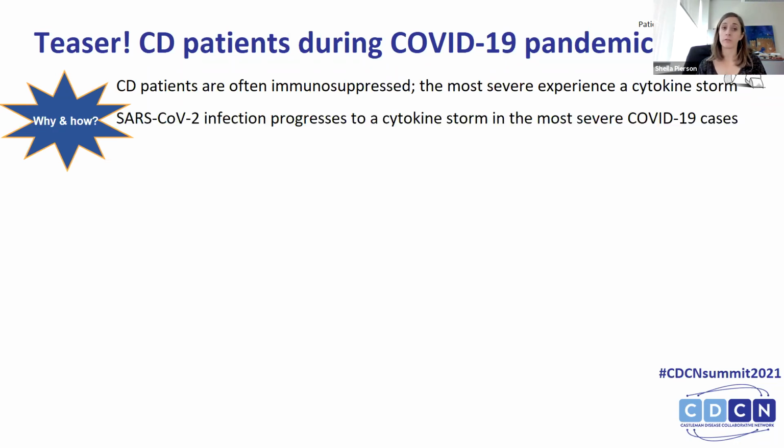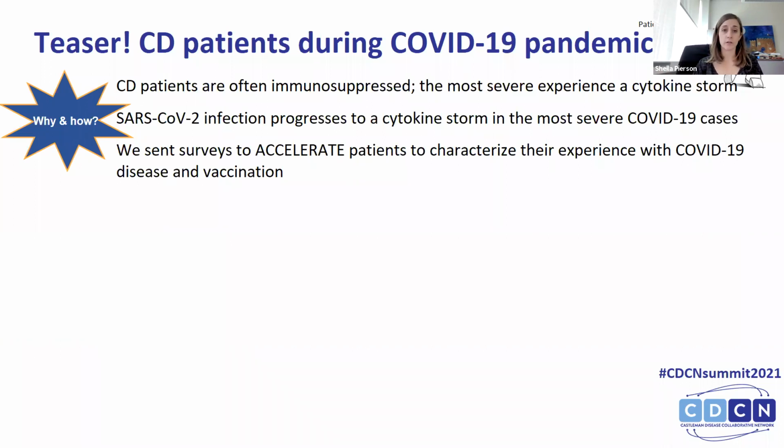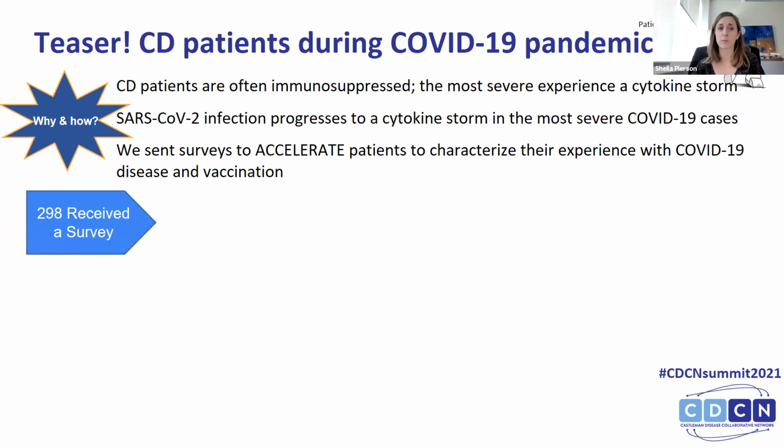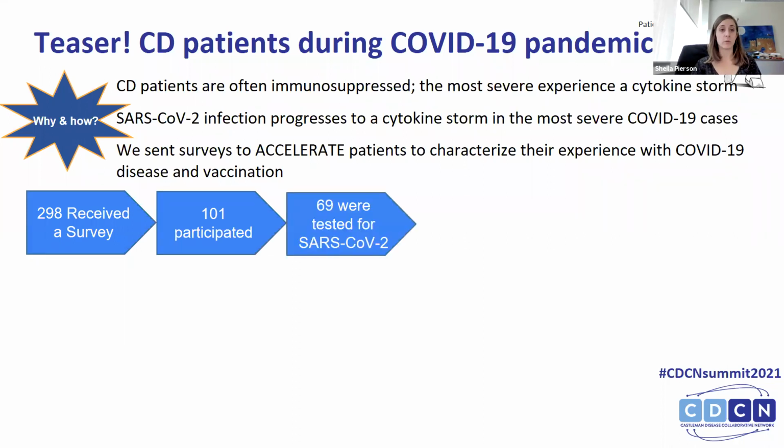We also know that SARS-CoV-2 infection progresses to a cytokine storm in the most severe COVID-19 cases. So I'm sure at least some of you have heard of cytokine storm and COVID over the last year or so. We wanted to send surveys to Accelerate patients to characterize their experience with COVID-19 disease and vaccination, to better understand if COVID is affecting Castleman patients to a worse degree, or if there's any information about effects with vaccines. And so we sent out a survey to 298 people.